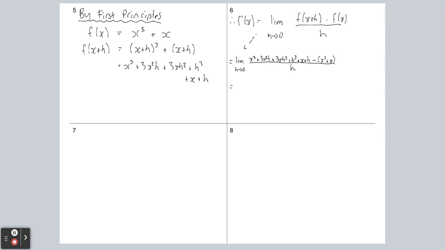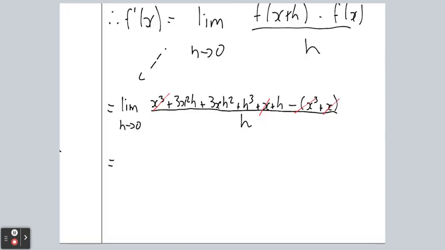Now have a look. The x cubed here will be eliminated with the x cubed here. So x cubed minus x cubed is gone. The x here will be eliminated. Even though it's a plus x here, we've got a minus outside the bracket, so it becomes a minus x. So the x's will also be eliminated. I'm going to zoom up, actually, because I'm so sorry. I didn't mean to make it that small. That's what I'm doing.